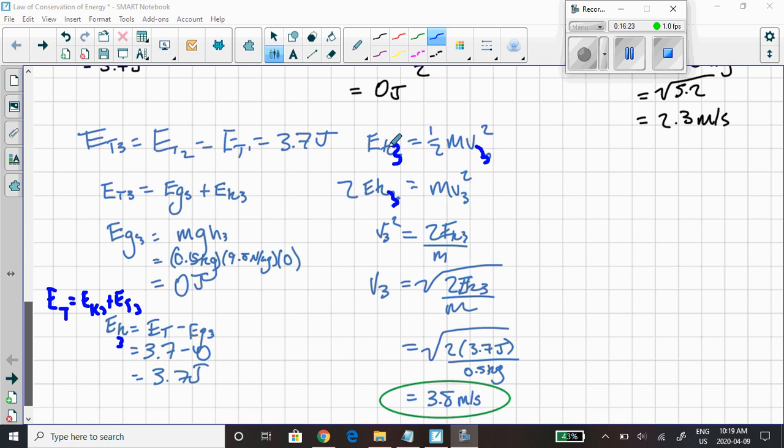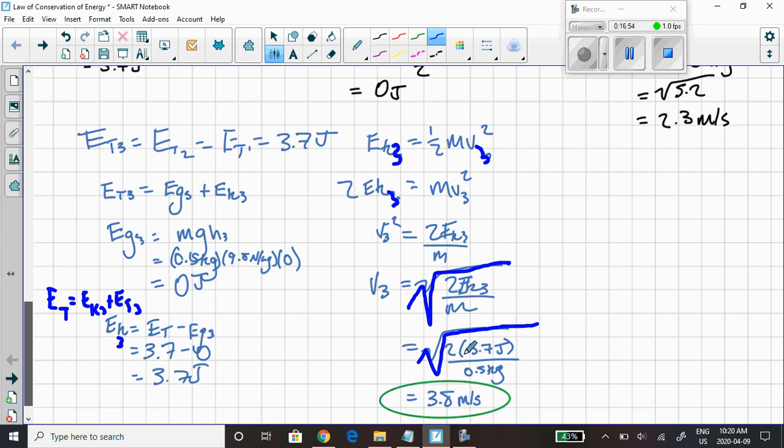Kinetic energy in the third position is equal to half the mass times the velocity, the speed in the third position squared. There's the equation for kinetic energy. I'm going to go through the same rearranging I did before. Multiply each side by 2, divide each side by m, find the square root, and the square root is over all of it. Okay, the square root is over numerator and denominator.